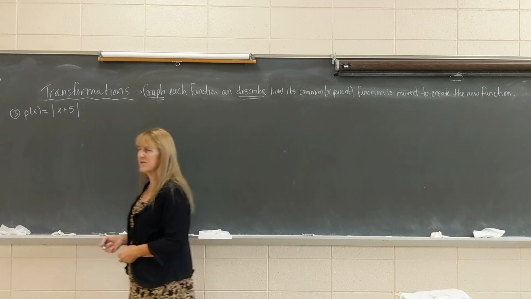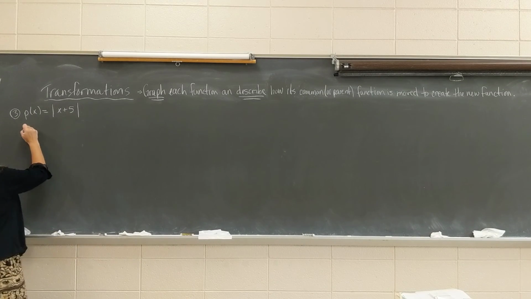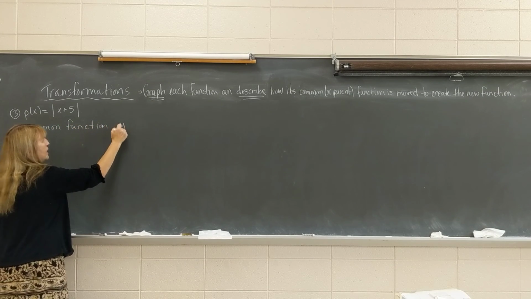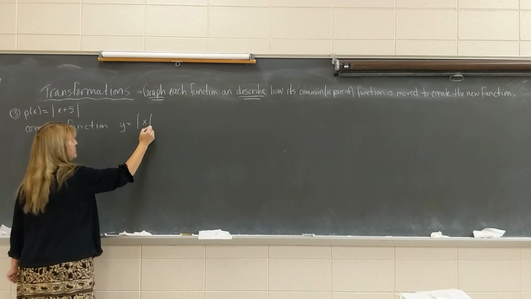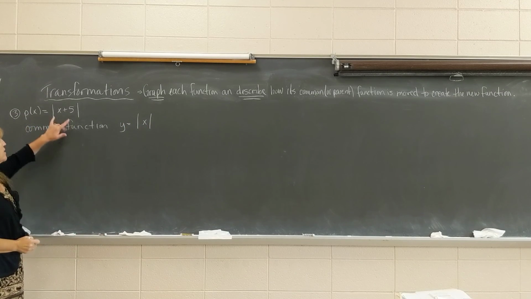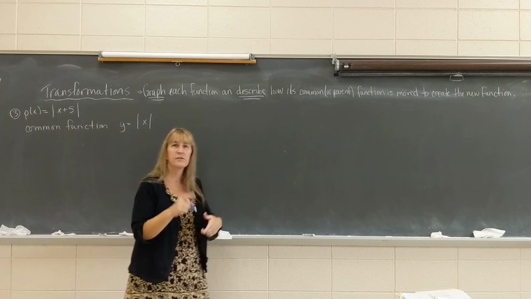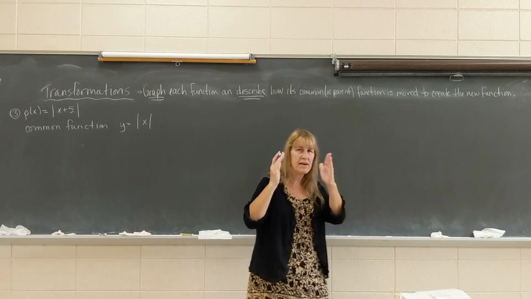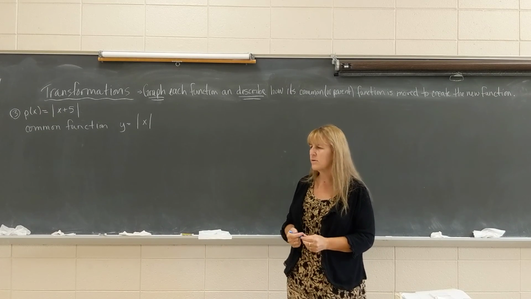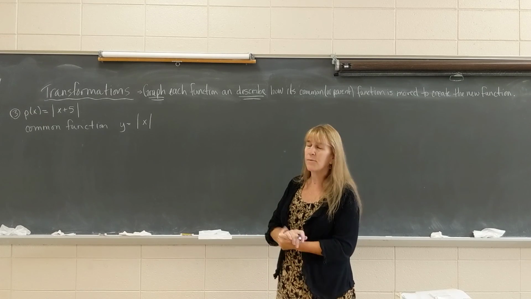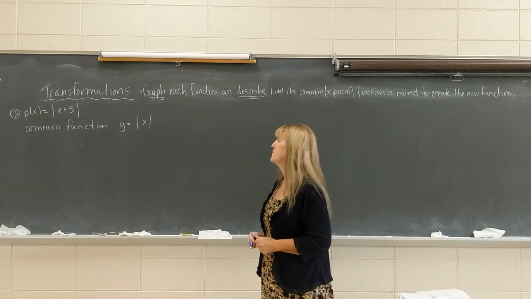First thing I need to do is identify my common function. So the common function that I'm playing with in this case is y equals the absolute value of x. You can see the absolute value symbols right here, and you see the x, so you know you're not dealing with a square root function or a square function or a cube function because you don't have any of that information. But you definitely see the absolute value symbols, so we are going to manipulate y equals the absolute value of x in order to get y equals the absolute value of x plus 5.